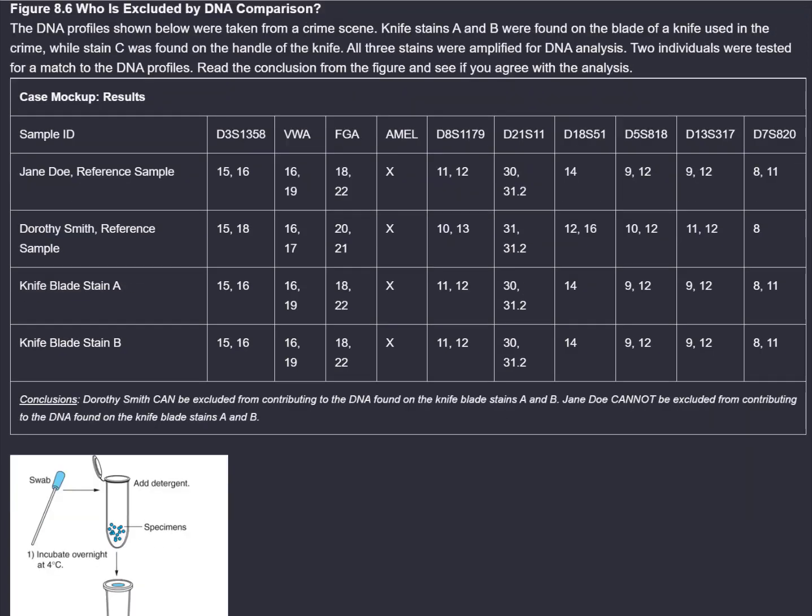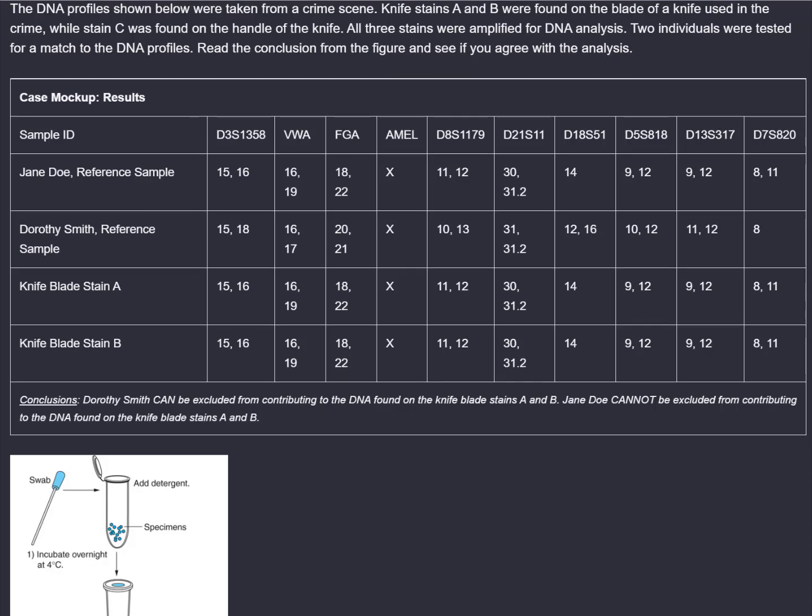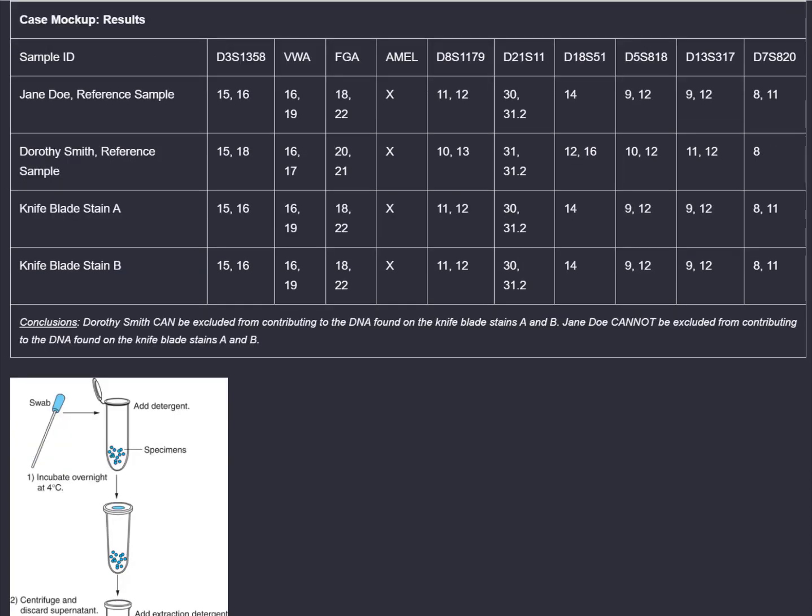Figure 8.6 Who is excluded by DNA comparison? The DNA profiles shown below were taken from a crime scene. Knife stains A and B were found on the blade of a knife used in the crime, while stain C was found on the handle of the knife. All three stains were amplified for DNA analysis. 2 individuals were tested for a match to the DNA profiles. Read the conclusion from the figure and see if you agree with the analysis.